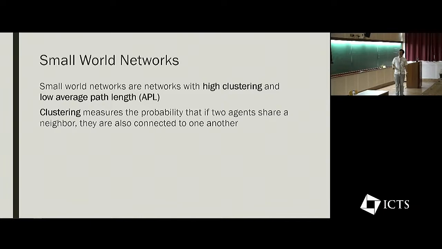Okay, so a little bit more precisely, clustering here measures the probability that if two agents share a neighbor, they're also connected to one another. So if I'm friends with Sylvia and Kaylin's friends with Sylvia, there's a good chance that Kaylin and I know each other. So high clustering increases that probability. Average path length is just what it sounds like. It's the average length of the shortest path between any two nodes.